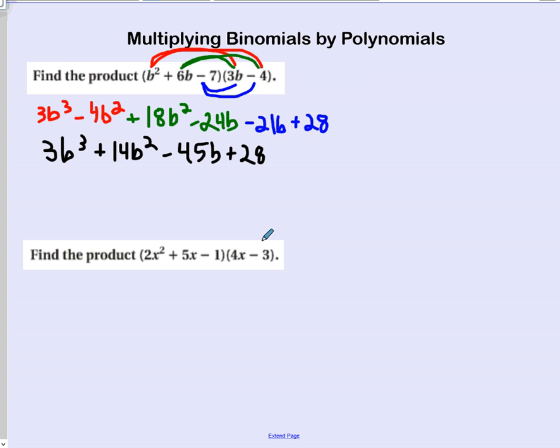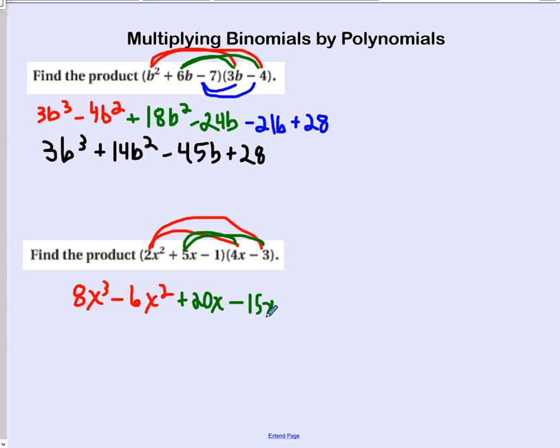So I would suggest pausing, trying this on your own, and then I will show you how to do it. Okay? So again, I'm going to do the same thing. I'm going to do 2x squared times 4x. So that's going to get me 8x cubed. 2x squared times negative 3, negative 6x squared. Pick a different color. I'm going to do 5x times 4x, so that's going to get me 20x squared. And then 5x times negative 3, which would get me negative 15x. And last but not least, negative 1 times 4x is just going to get me negative 4x. And negative 1 times negative 3 is going to get me positive 3.